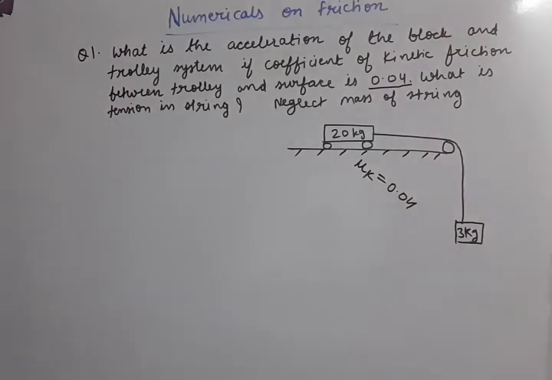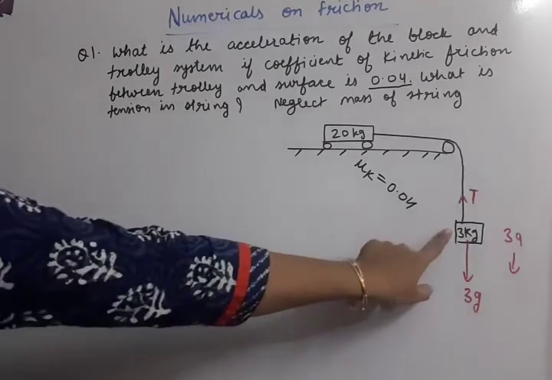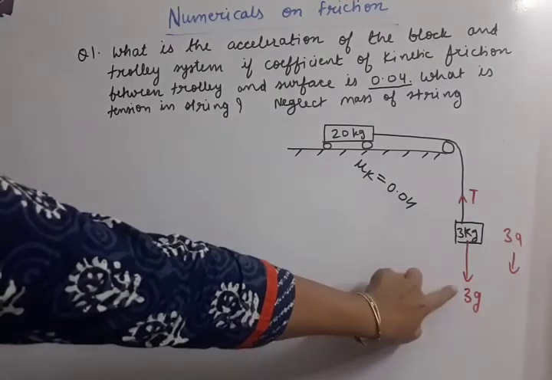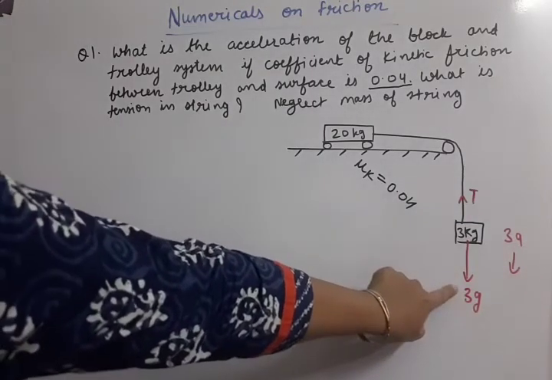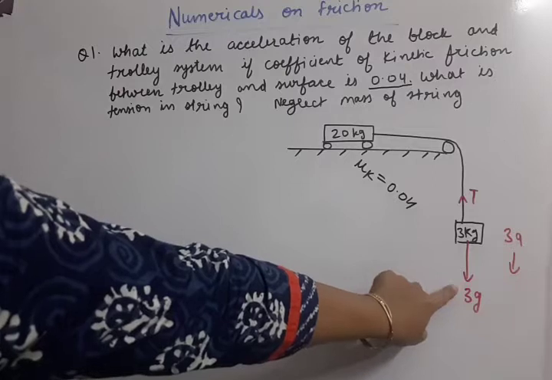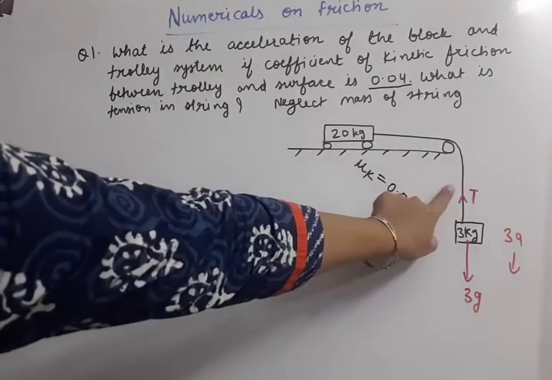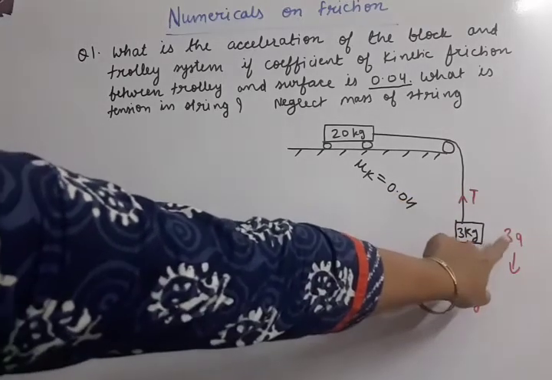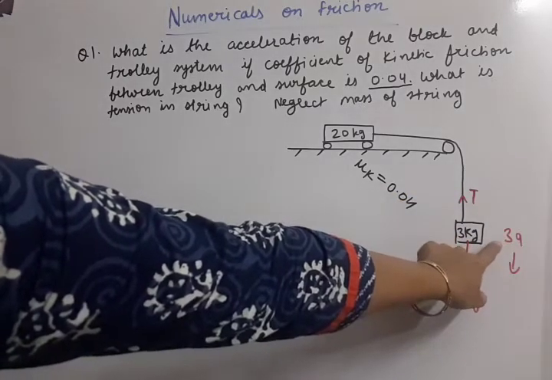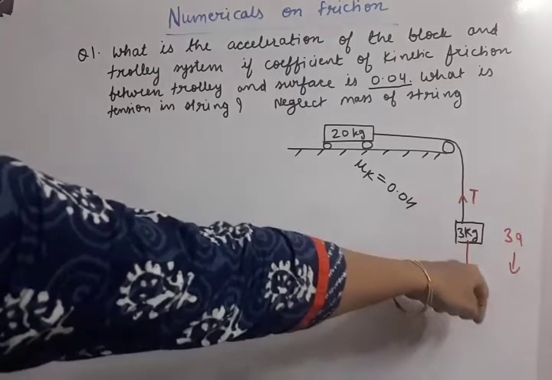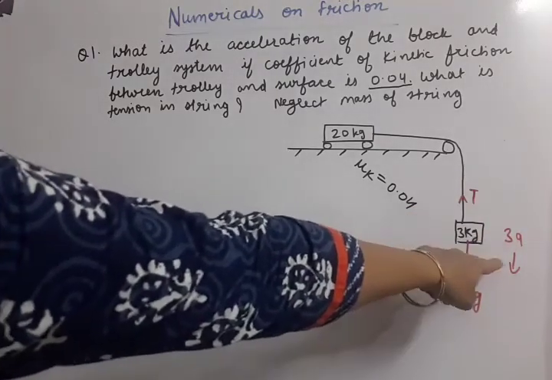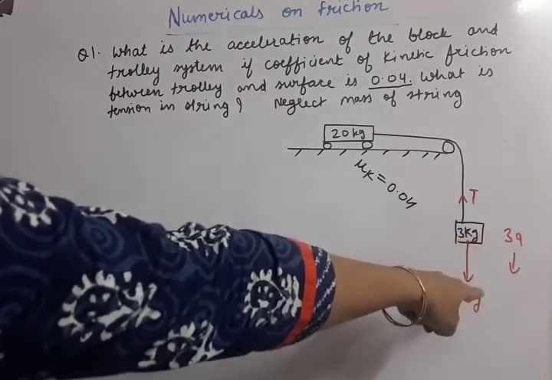So let us first show what all forces can be there on these two masses one by one. On this 3 kg you can notice that we always show mg, weight, downwards. So 3g is downwards, 3 is the mass, tension T is upwards towards the support, and because of gravity this mass will be moving down, so 3a, that means ma, motion is downwards.